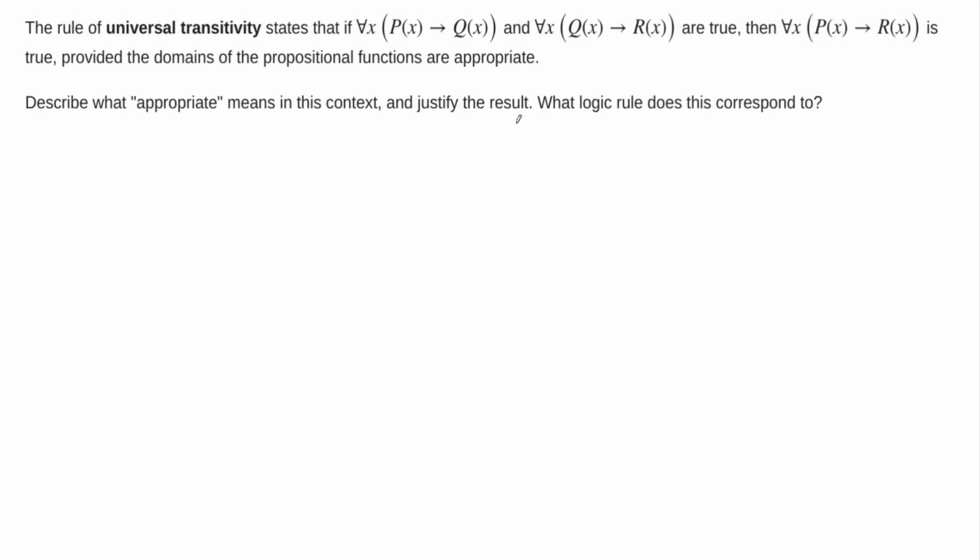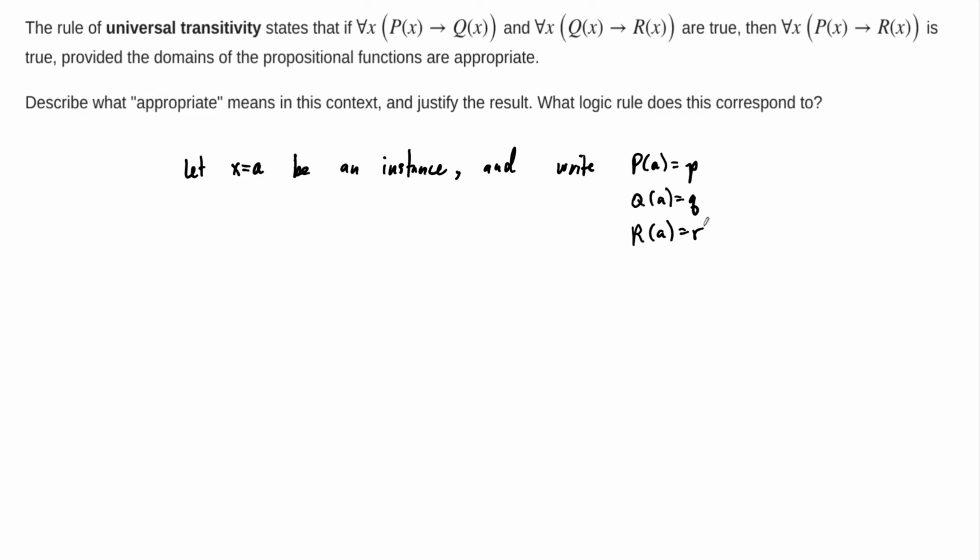Let's first justify the result independently, using some other rules of logic that we've learned. Let's think of a particular instance here. Let's just say x equals a. Let this be an instance that fits into the appropriate domain, which we're not quite sure what that means yet. Let's make this even easier on ourselves and say p of a is equal to lowercase p, q of a is equal to lowercase q, and r of a is equal to lowercase r. So this is for a single particular instance of x in the proper domain.